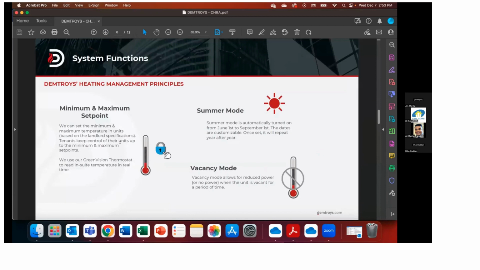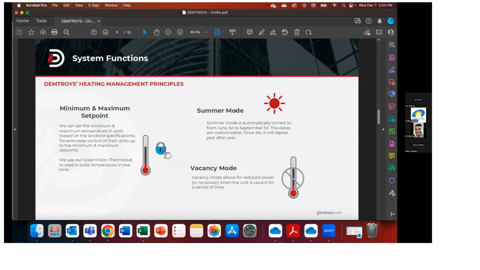How we do that is we start with minimum and maximum set points. So for example, 16 degrees through 24 degrees as an example. Now, as the building owner or as the public housing, you have the ability to control those parameters 100%.